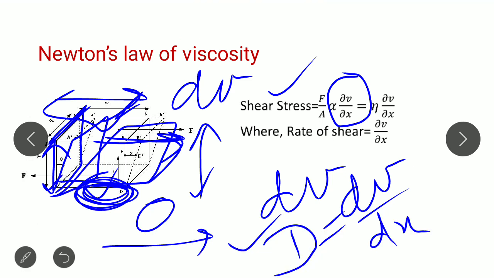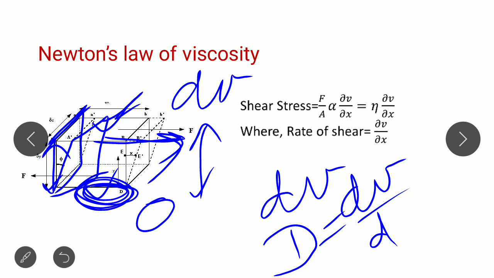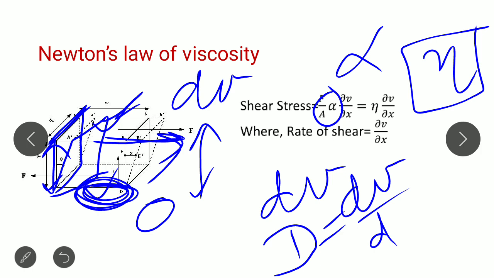rate of shear. And if we replace this proportionality constant alpha with an equality term, then there is a constant which comes into the picture, which is called viscosity or coefficient of viscosity. So this viscosity is nothing but an internal friction inside the fluid that is resisting the motion of the adjacent layer of liquid.